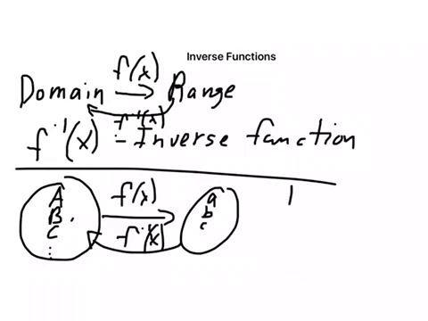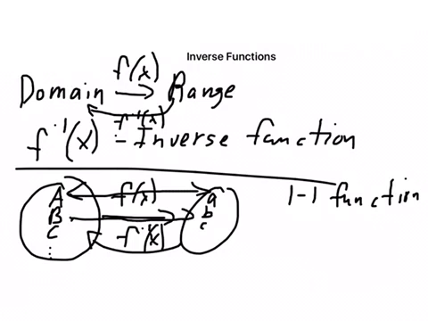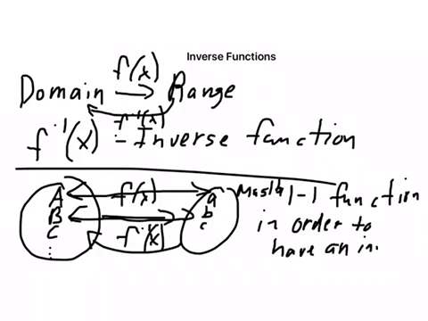Now this is possible because this is a one-to-one function. A one-to-one function is a function where we have a unique correspondence between domain and range. There's only one pairing for the A's, one pairing for the B's, so forth. There's no second place that B can go. A function must be one-to-one in order to have an inverse. Each element of the domain must correspond to a unique element in the range to have an inverse.